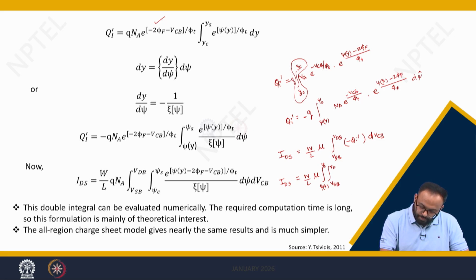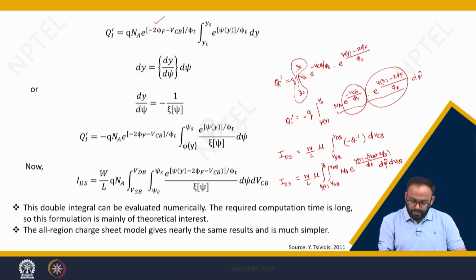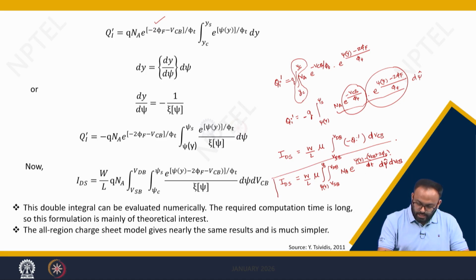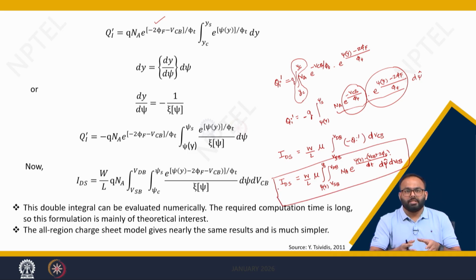Vsb to Vdb. Now all factors will come inside the integral because this is a function of Vcb and this is a function of psi s. So you need to write Na e to the power of (psi y minus Vcb plus 2 phi f) divided by phi t into d psi into dVcb, correct? This is the Pao-Sah model, which tells us that considering all types of charges, meaning the electrons, the holes and the immobile ions, we can calculate the overall current equation.